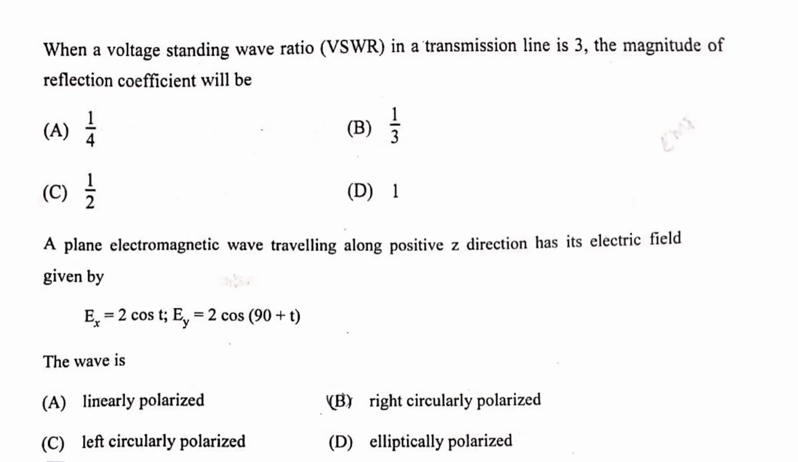When a voltage standing wave ratio VSWR in a transmission line is 3, the magnitude of reflection coefficient will be.